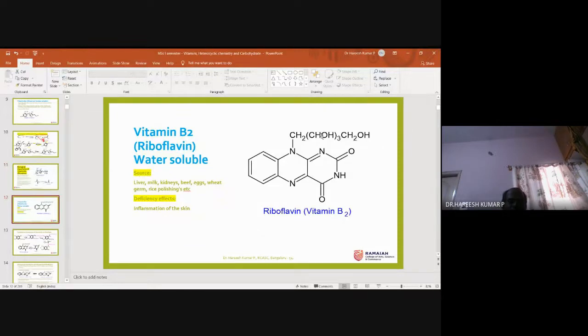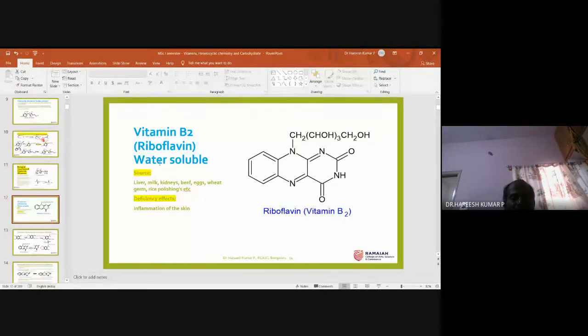Vitamin B2 is also called riboflavin. Why ribo? Look here, this is a ribose sugar. This group is called ribose sugar, and that is the reason it is ribo. And this group is called the flavin group. So that is the reason it's riboflavin.